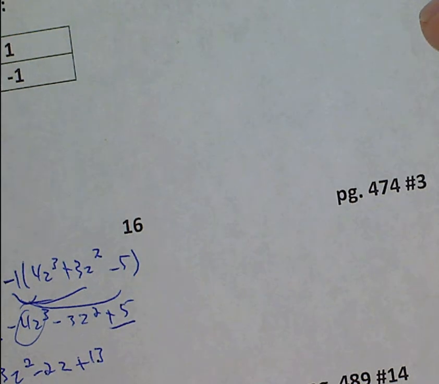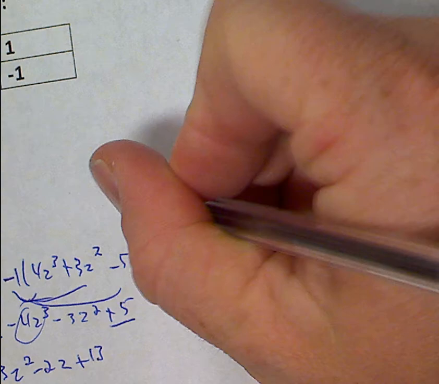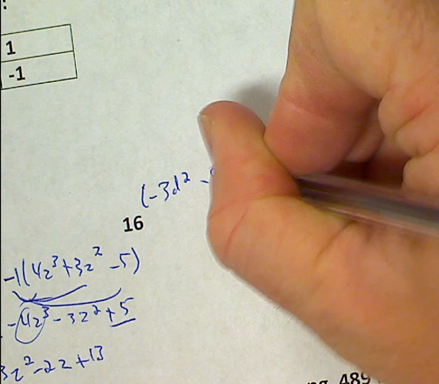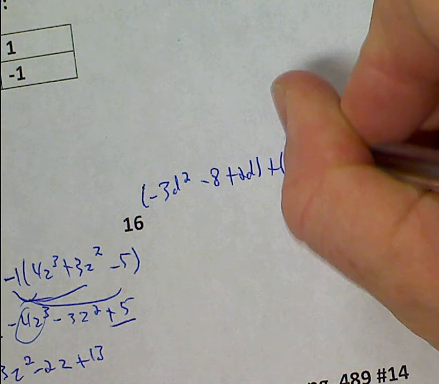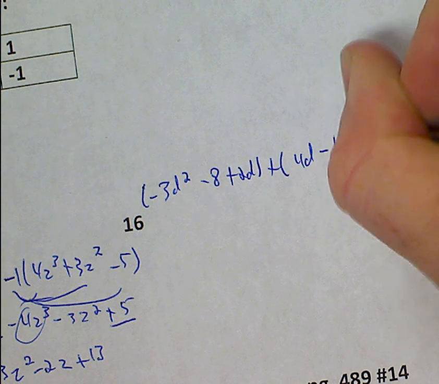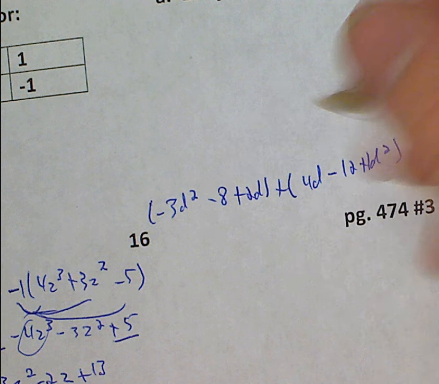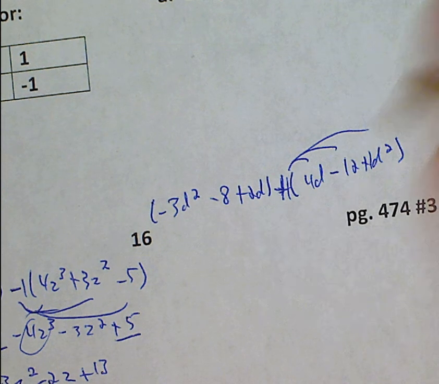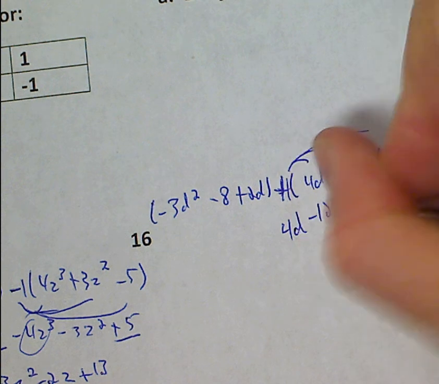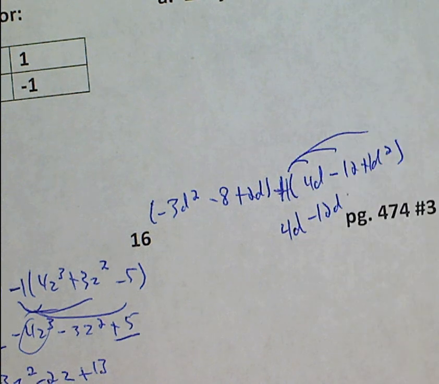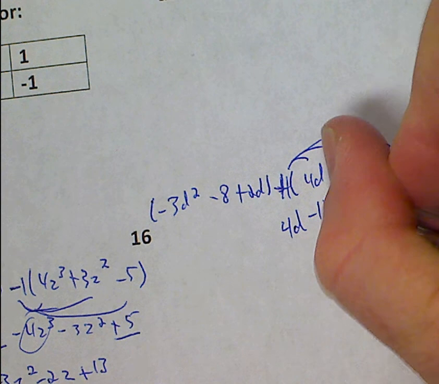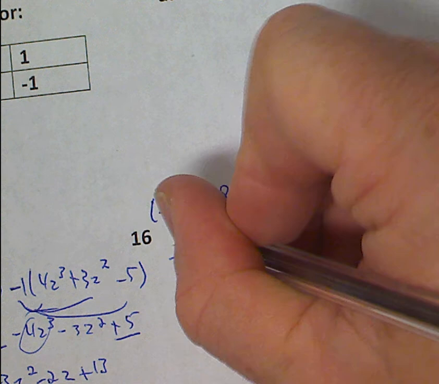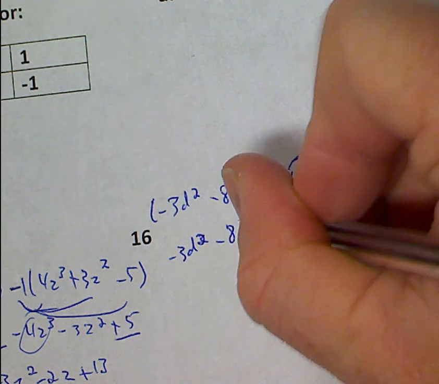Number 16. We've got negative 3d squared minus 8 plus 2d plus 4d minus 12 plus d squared. So this is a plus, so I'm going to distribute the plus 1. So that's really 4d minus 12, or plus 12, plus 1d squared. Bring everything down, negative 3d squared minus 8 plus 2d.